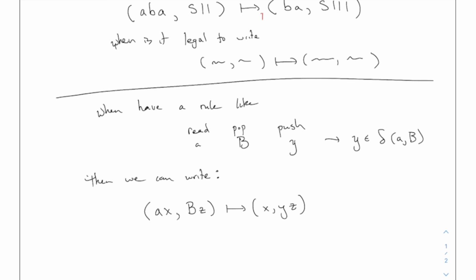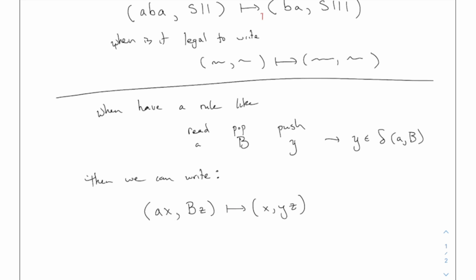If you have AX comma BZ, and you do that rule, read A, that means you throw the A away, and what remains from the first part is just X. And then for the second part, you get rid of this B and replace it with Y. And that's why it says X comma YZ. All right? So this is very convoluted, but there's no better way to write this really. That's the definition of what this arrow means.